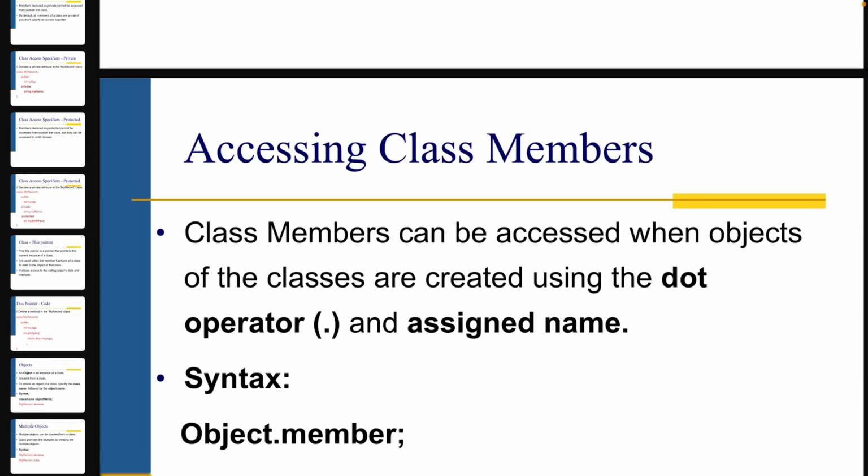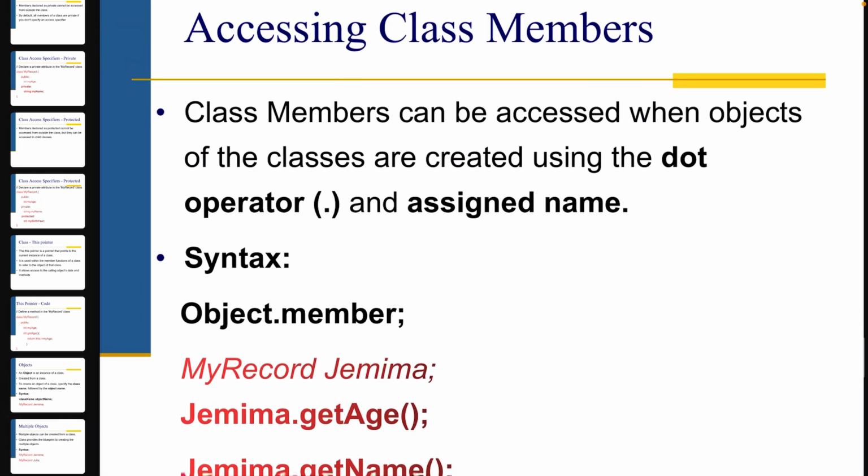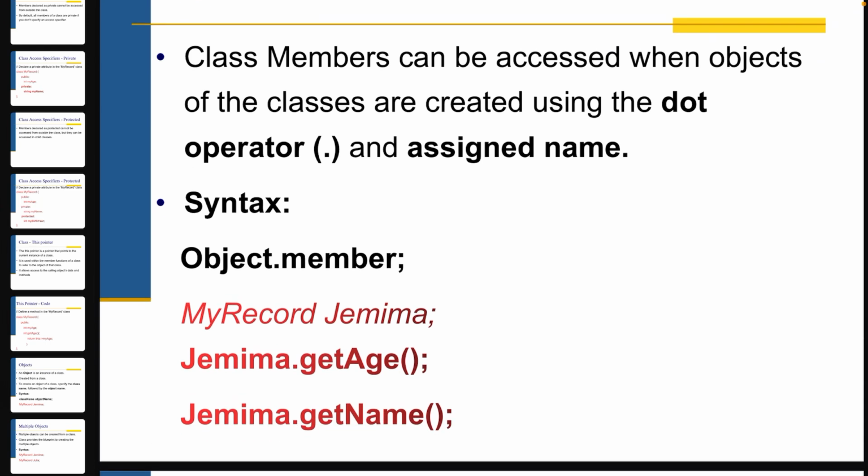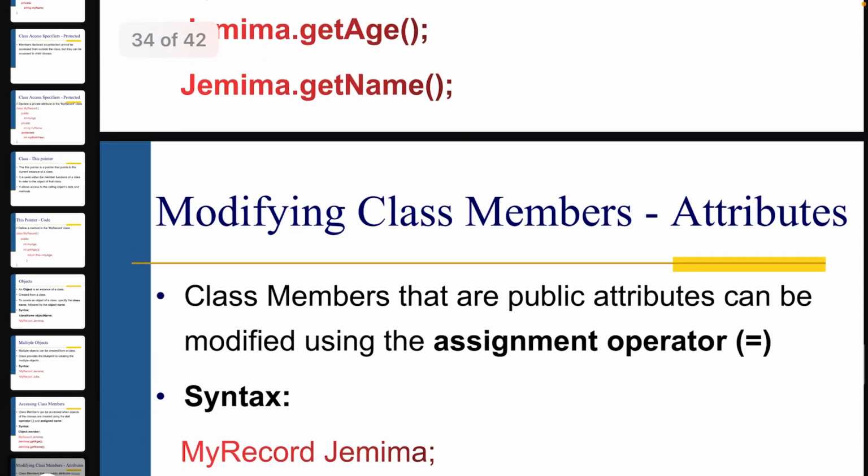Let's move to access class members. Class members can be accessed when objects of the classes are created, using the dot operator and the assigned name. So this is how it is. My record, for the object member, Jemima dot get age, Jemima dot get name.